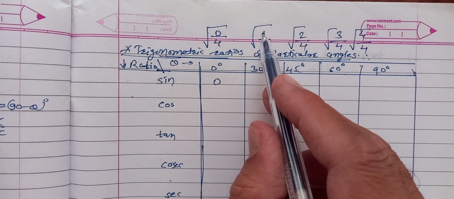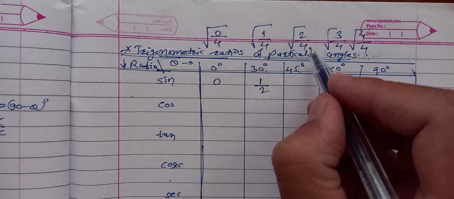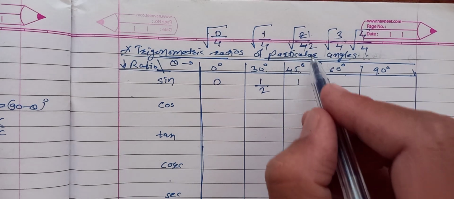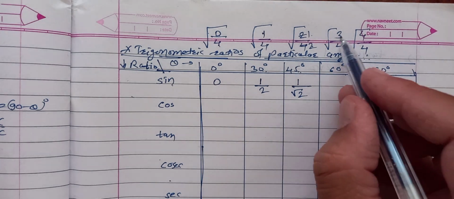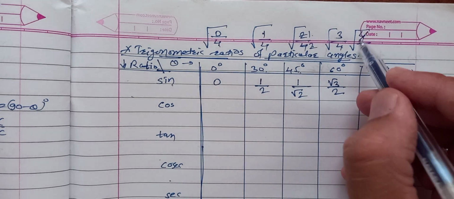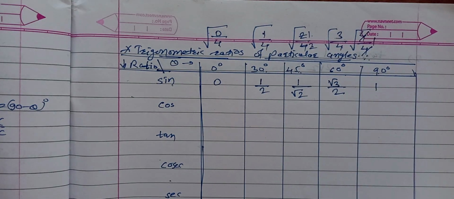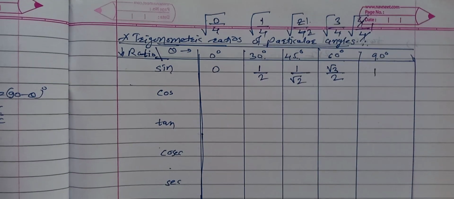Here square root of 1 is 1 and square root of 4 is 2. Here 2 ones are 2, 2 twos are 4. Square root of 1 is 1 and 2 is not a perfect square, so root 2 as it is. Here 3, square root 3 and square root of 4 is 2. Here 4 ones are 4. So square root of 1 is 1. If you found all these values, then the remaining you can find very easily.